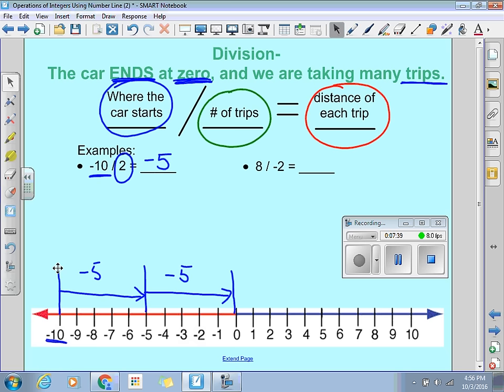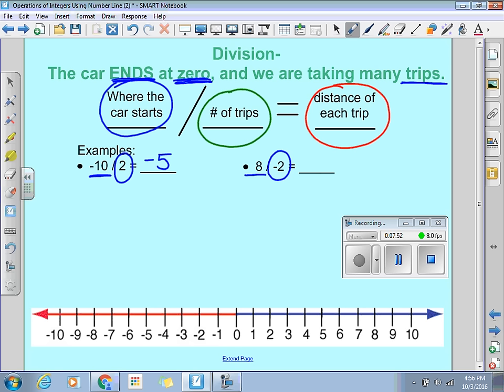I'm going to erase the board at the bottom. And the next example says 8 divided by -2. Now this is that problem again. Doing -2 trips. Can we do -2 trips? The car is going to start at 8, but we have to fix this problem. Okay, so we're going to have to rewrite this problem, 8 divided by -2.